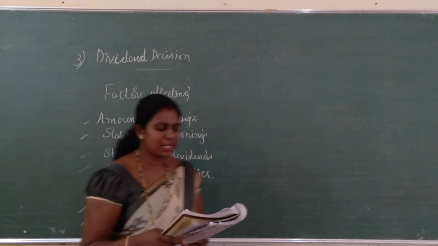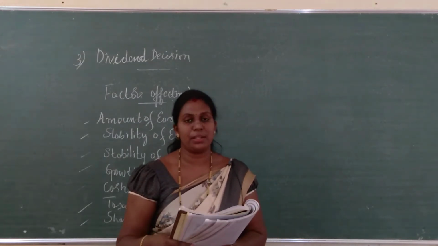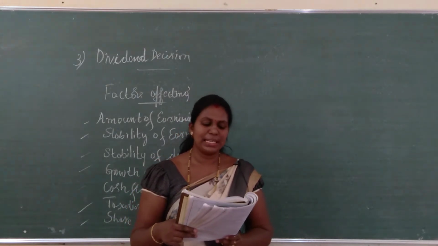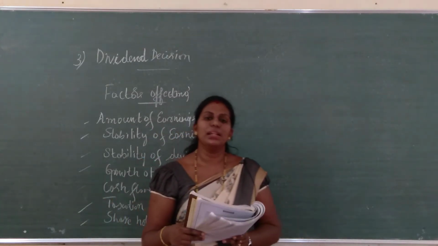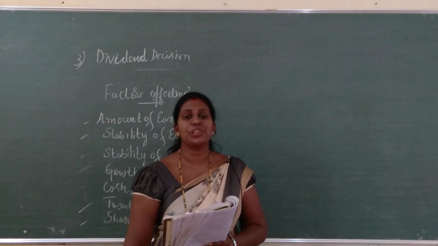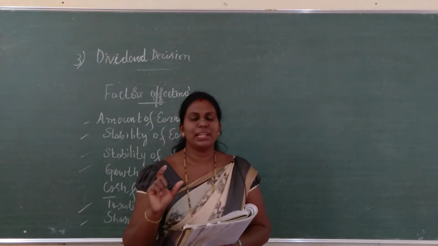Shareholders preference. See here, shareholders preference to get a regular dividend is also one of the factors to be considered to declare the dividend, because the shareholders' preference has to be taken into consideration, mainly because they will be expecting that the regular dividend has to be paid to them.